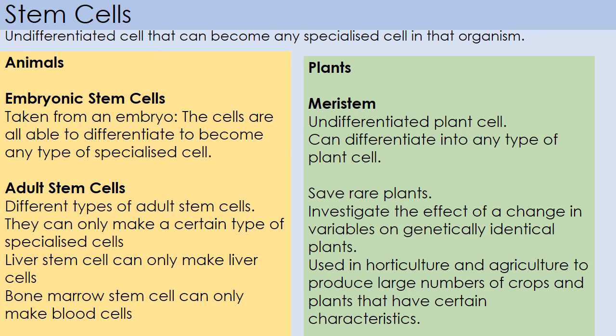Now, this is very, very useful for plants. It can allow us to save rare plants. We can take a plant that is very, very rare, is dying out, and we can take some stem cells and grow whole new plants from it. We can do lots of investigations by using genetically identical plants. It's quite useful for science and researchers. Can also use it in horticulture and agriculture to produce those large numbers of crops that have certain characteristics such as disease resistance.